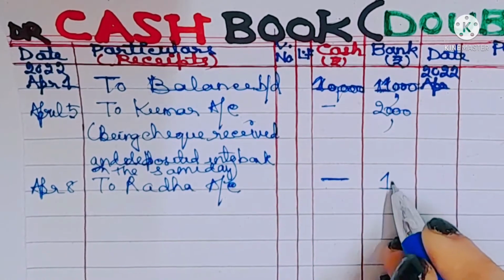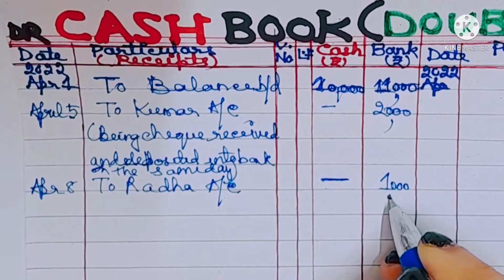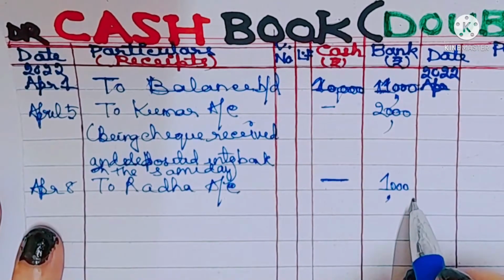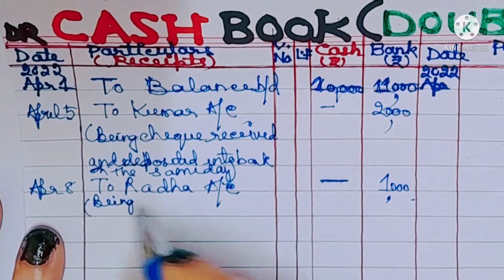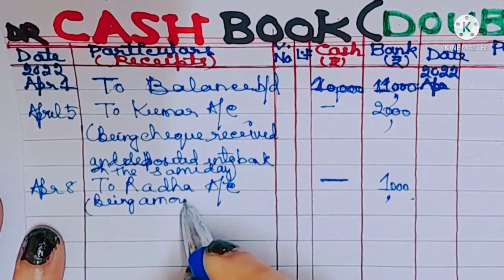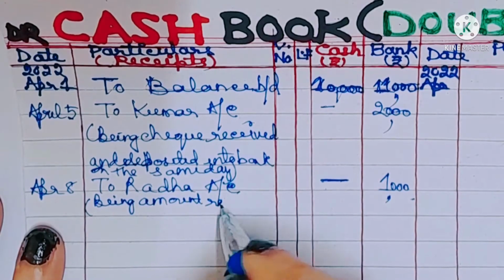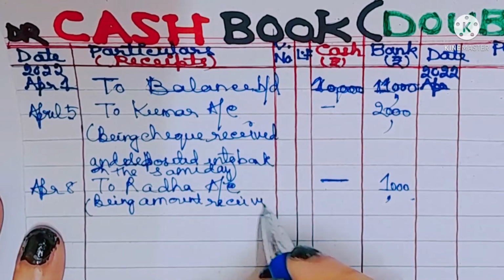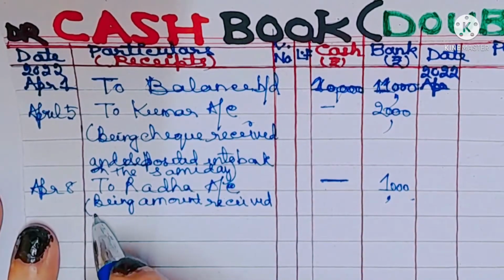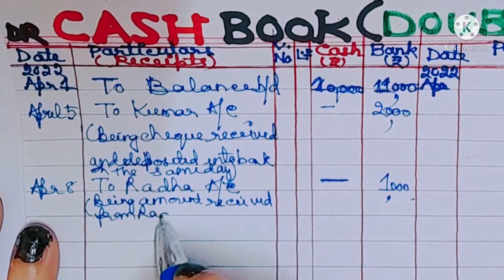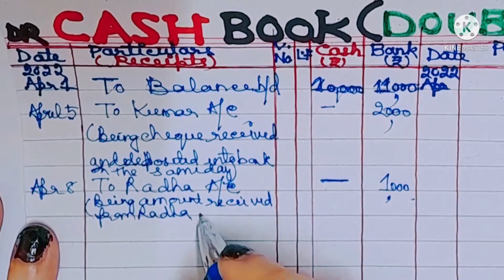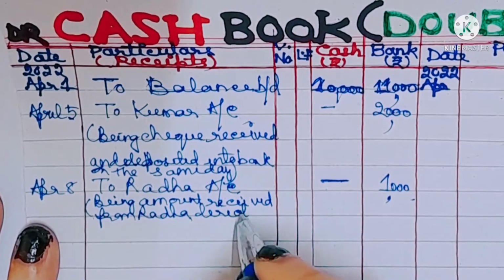1000 in the bank column because she has deposited directly into Baba's bank account. Being amount received from Radha directly into Baba's bank account.